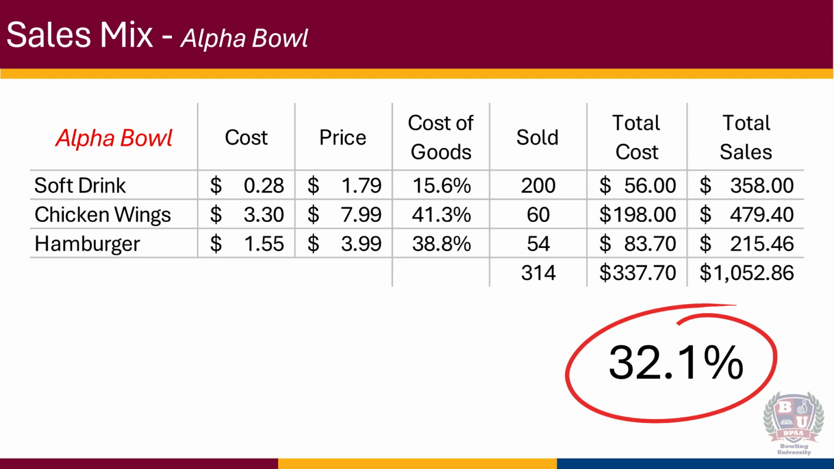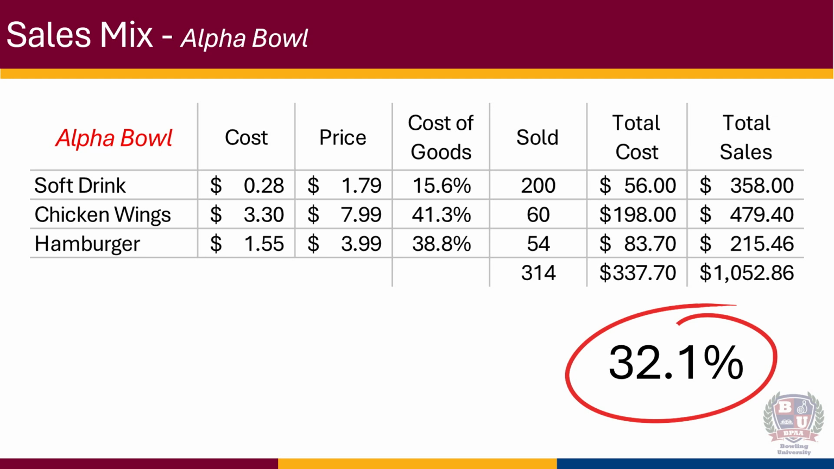Do the same thing for chicken wings, same thing for hamburgers. So I know what my cost is, I know what I'm selling it for, I know what my cost of goods is. What is my goal? Where should I be? Well, you don't really know unless you know how much of what you're selling. In this example, we sold 200 soft drinks. Okay, and then you see 60 chicken wings and 54. Then we simply just extend it out to get total sales and total cost. When we do that, we had $337 in cost and $1,052 in sales. Do the math, and I have 32.1%.